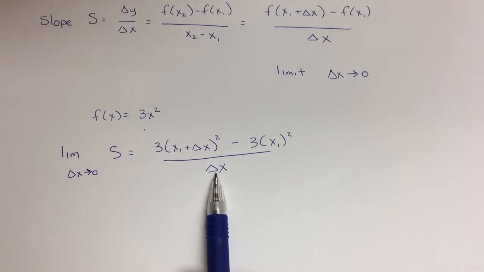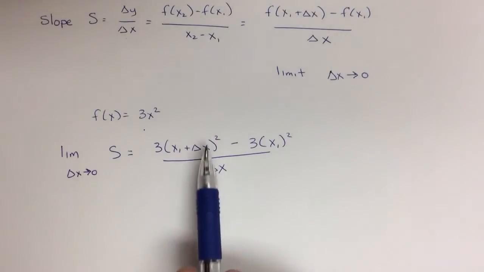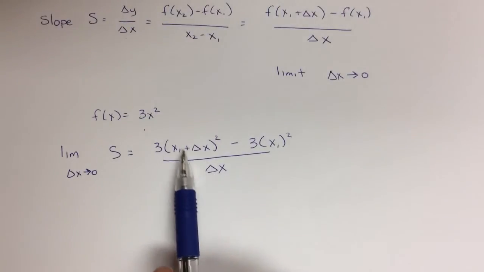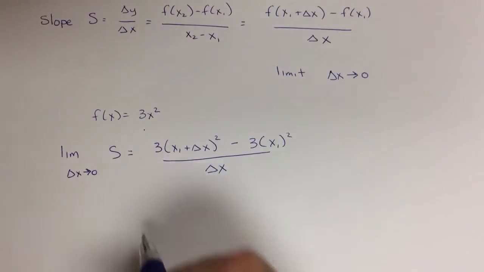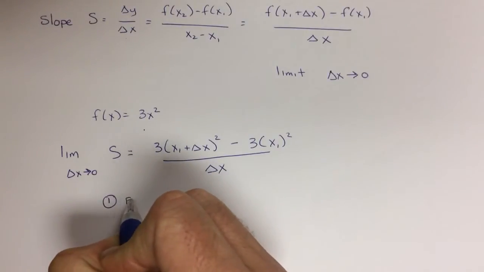Now we can't put 0 in now because we will divide by 0, and that is against Doc Brown's philosophy in Back to the Future, both 1, 2, and 3. So we need to think of a way to deal with this numerator such that we can cancel something out with the denominator. So we notice that this is a square term, so let's go ahead and FOIL that out. So step 1 is to FOIL.